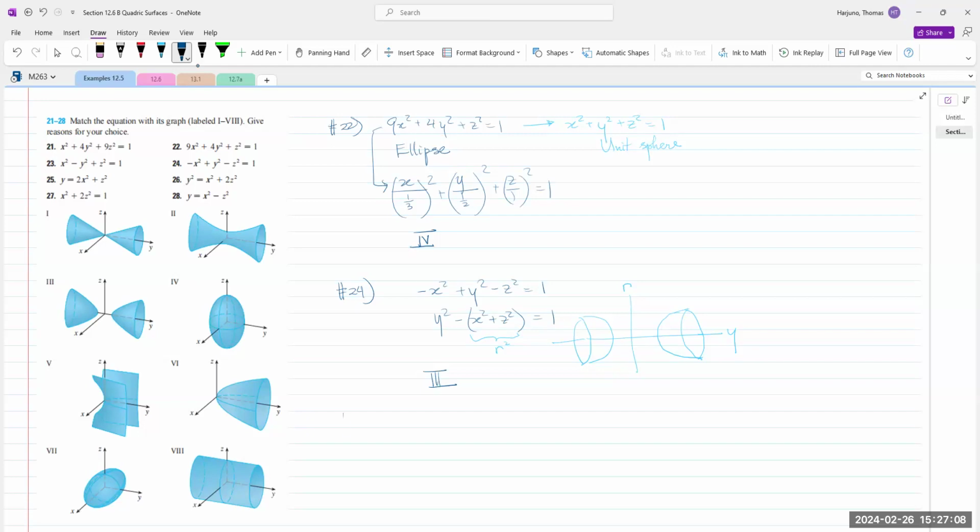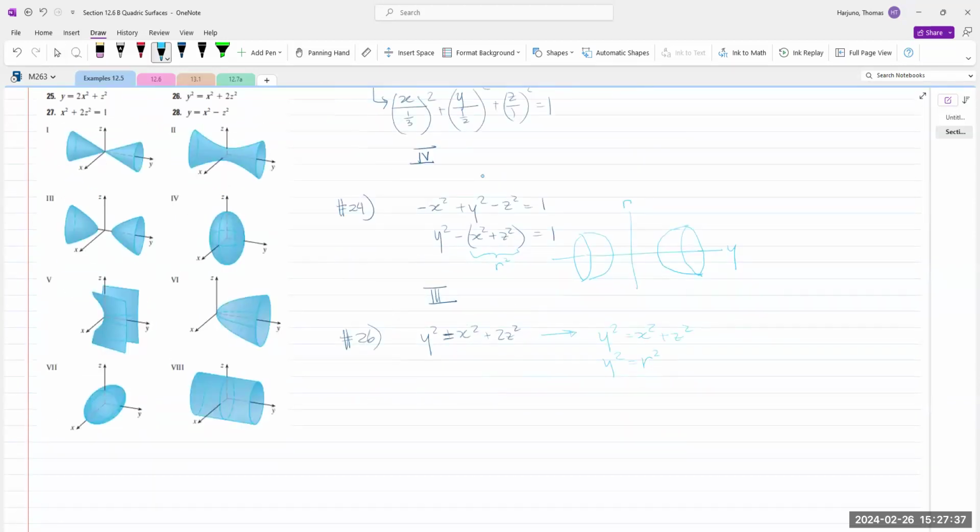Okay, how about number 26? Number 26, y squared plus x squared equals x squared plus 2z squared. If I get rid of the coefficients, we basically look at y squared equals r squared. Oh, that's a cone, huh? That's a cone. We have that earlier, right? And then we rotate with respect to the y-axis. So that's number 1.